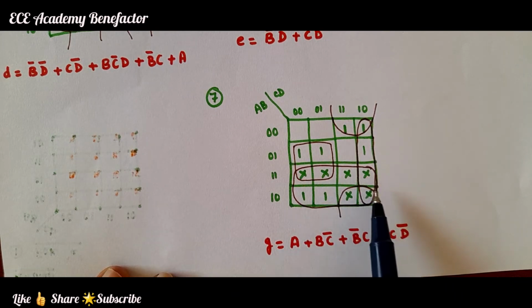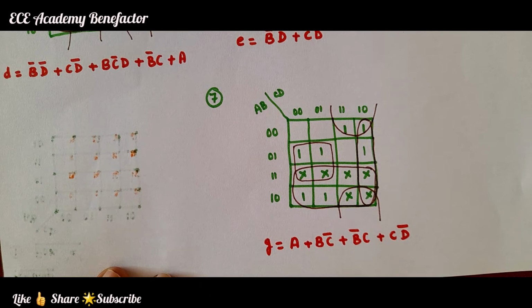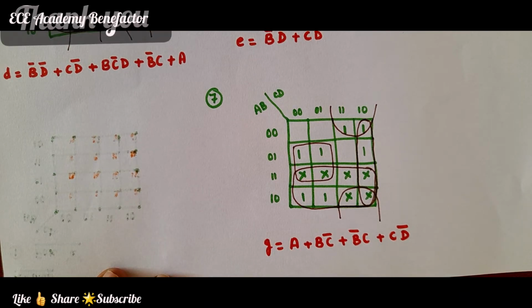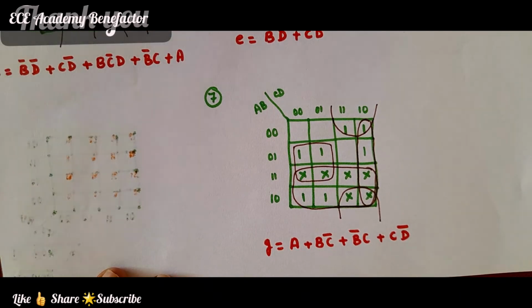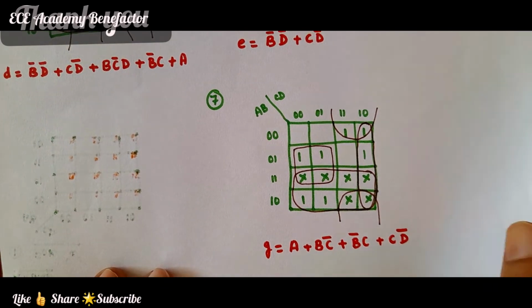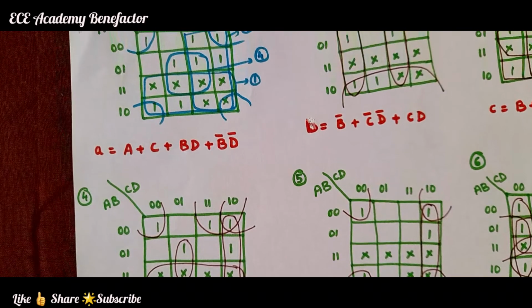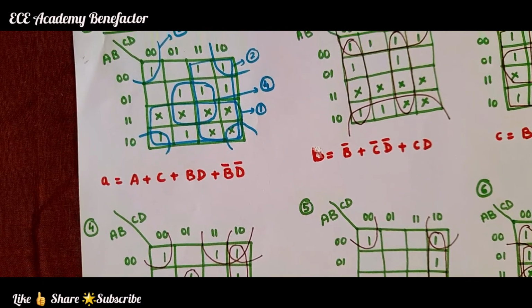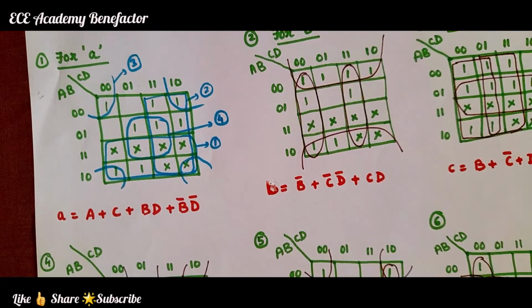In these cells we have filled an X sign or cross sign, which indicates don't care conditions. So, we have simplified the K map for each segment. Let us now see the A segment.